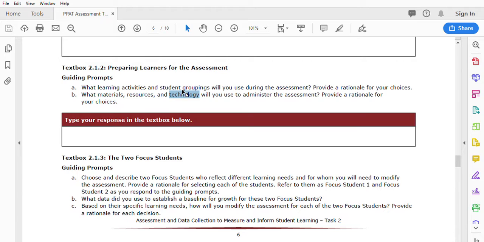If you want to do something like a Poll Everywhere or a Kahoot, something like that, that's perfectly fine, but you do not have to do anything that is electronic. And if you're unsure about technology, just let me know and we can work through it together.